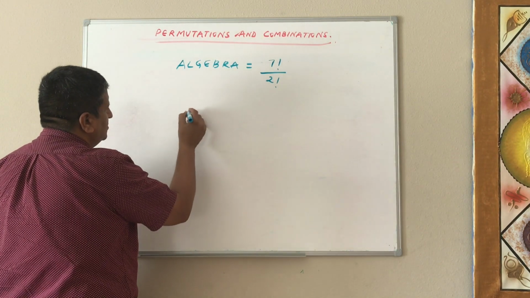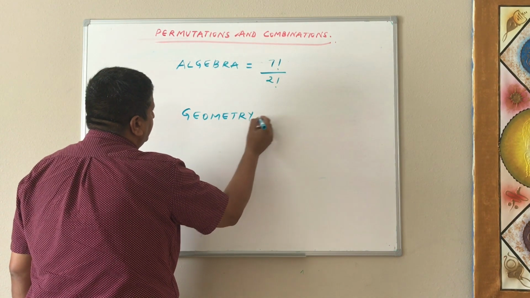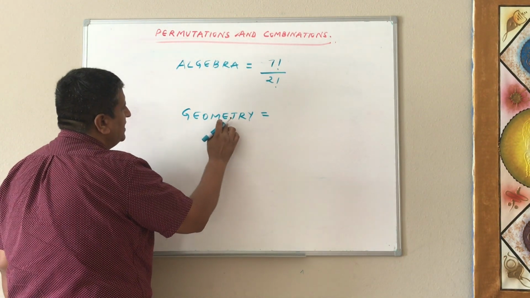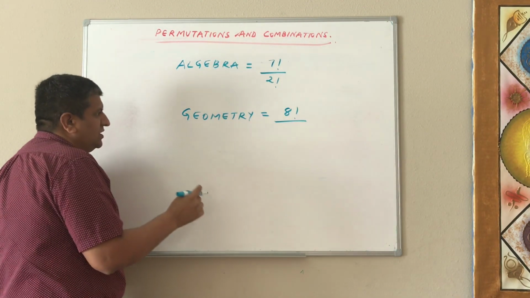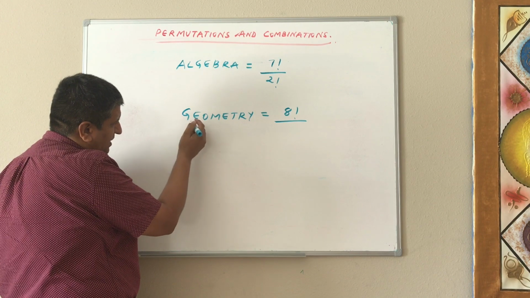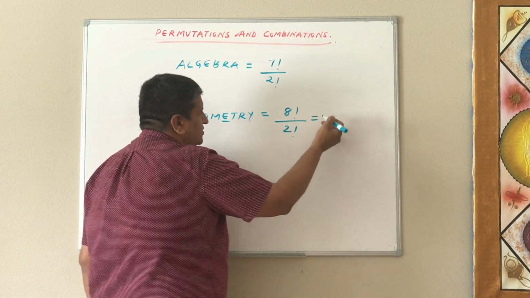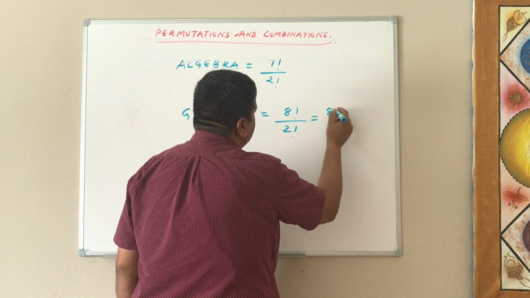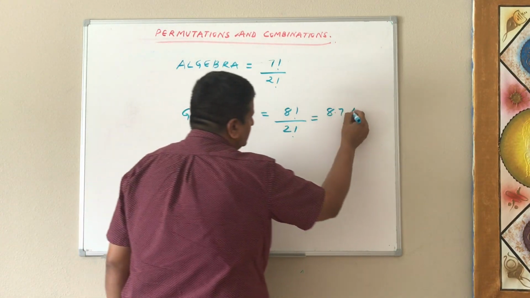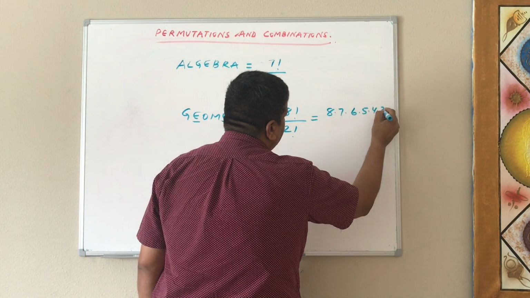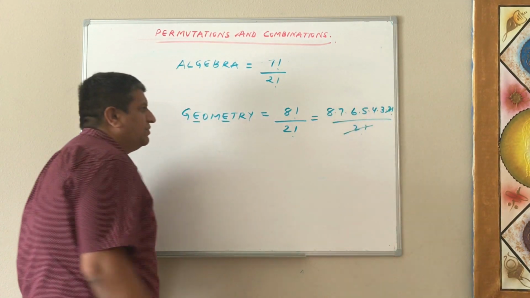And let's choose another word. Let's say geometry. 1, 2, 3, 4, 5, 6, 7, 8. 8 factorial ways I can arrange these letters, but at the same time E is repeating twice. So I will have 8 times 7 times, or actually you can do the calculations yourself, and that many arrangements are possible.